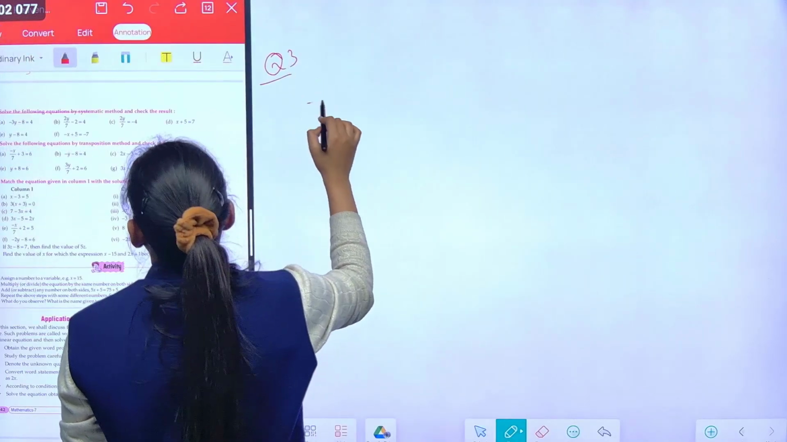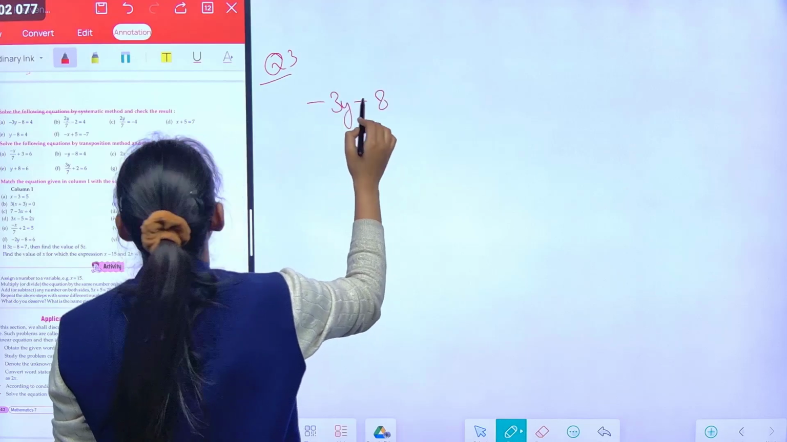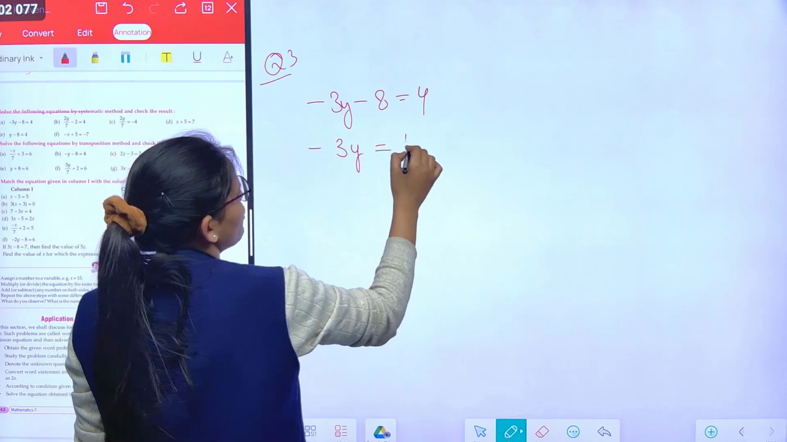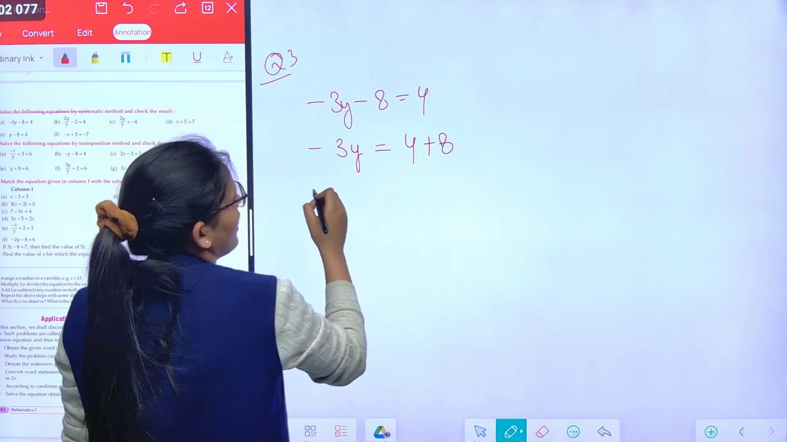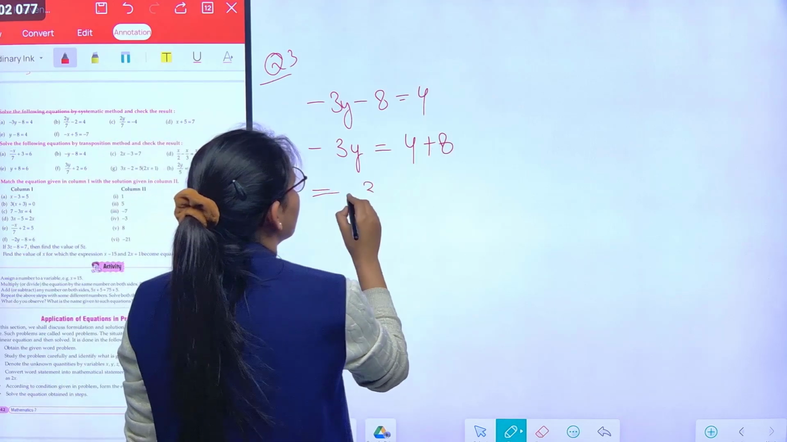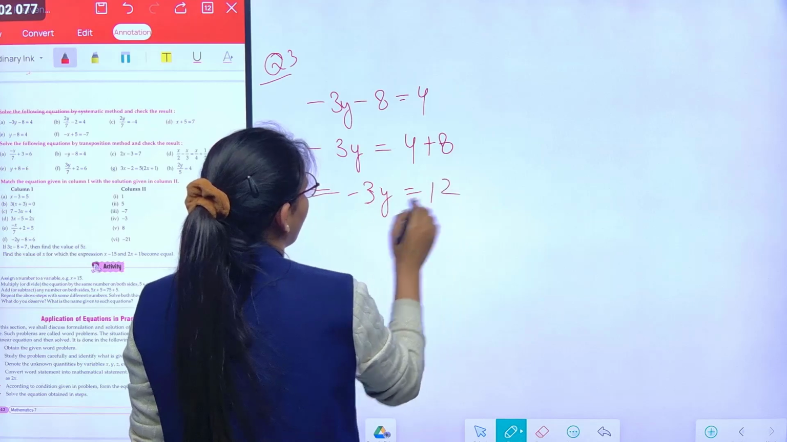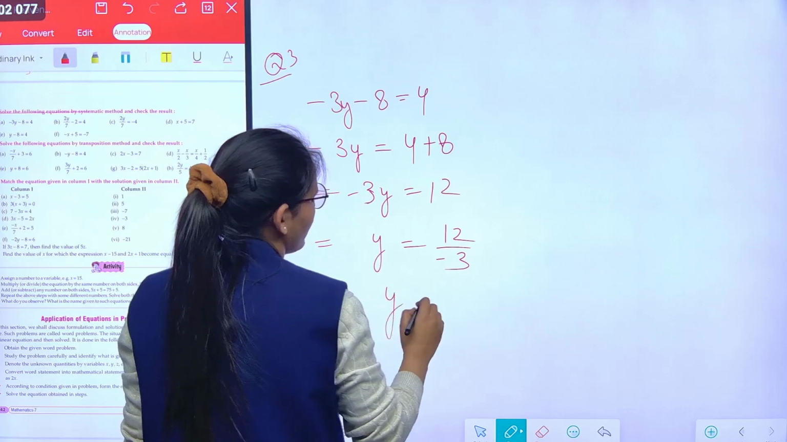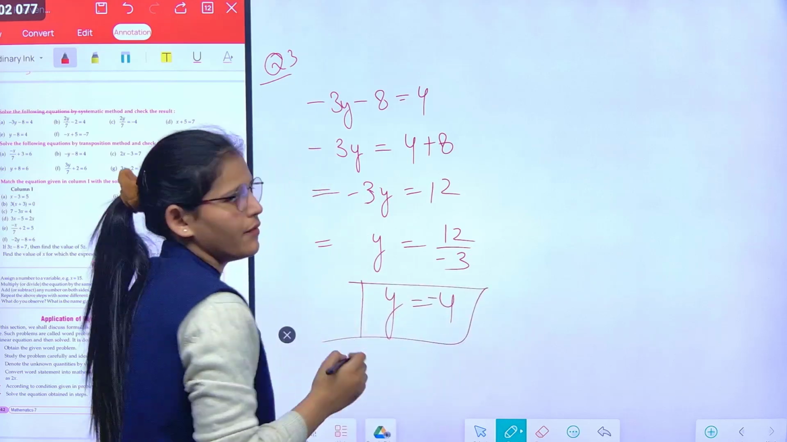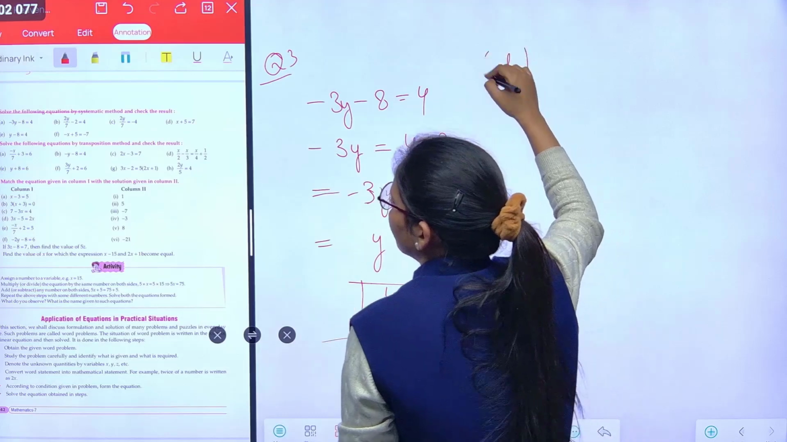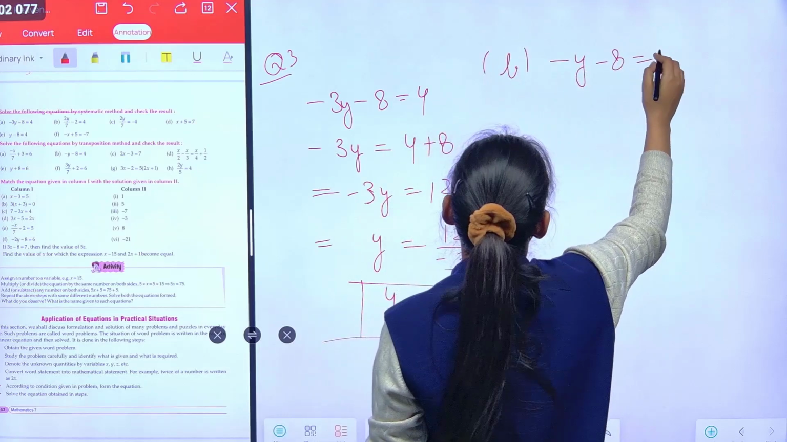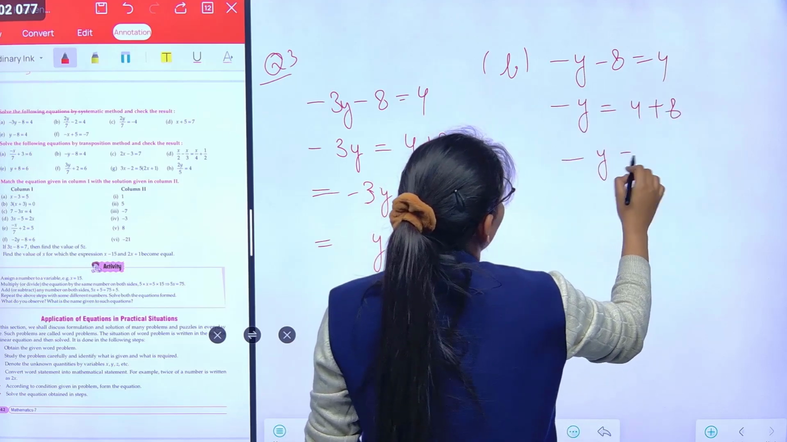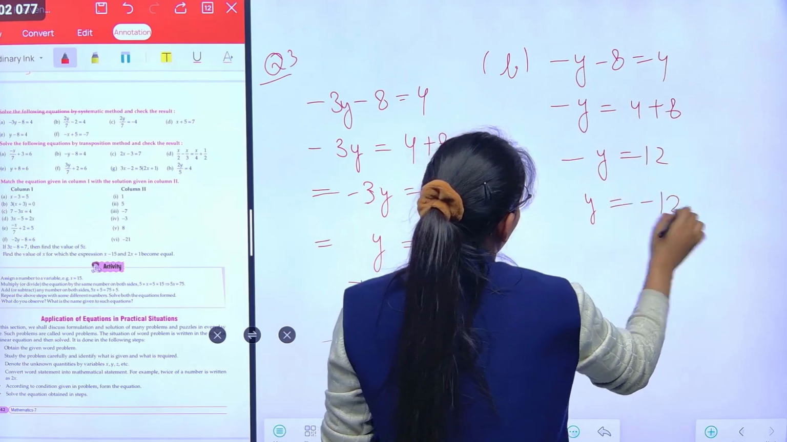Question number 3: minus 3y minus 8 is equal to 4. Now minus 3y is equal to 4. Now class, what will happen here? It will become plus. So class, minus 3y is equal to 12, plus y is equal to 12 minus 3, so y is equal to 4 minus, because 3 4s are 12. Now see the B part: minus y minus 8 is equal to 4, minus y is equal to 4 plus 8, minus y is equal to 12, so y is equal to minus 12. Understand class?